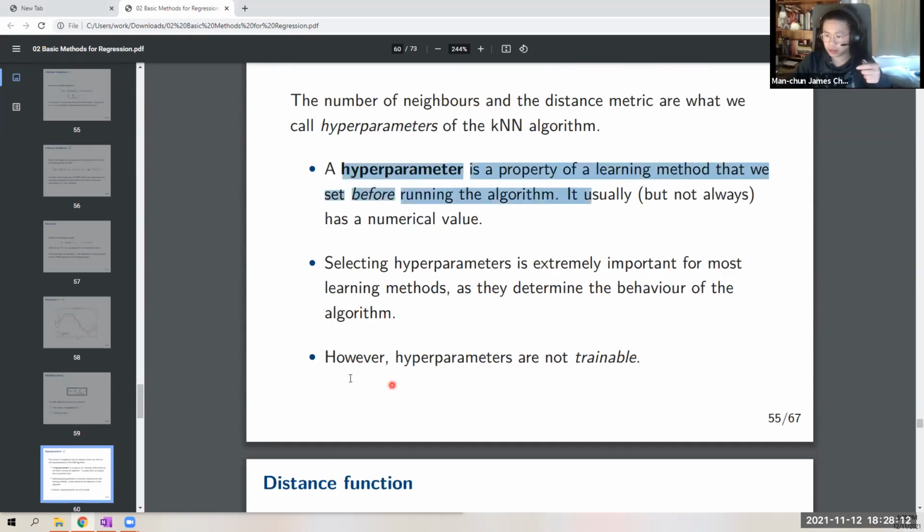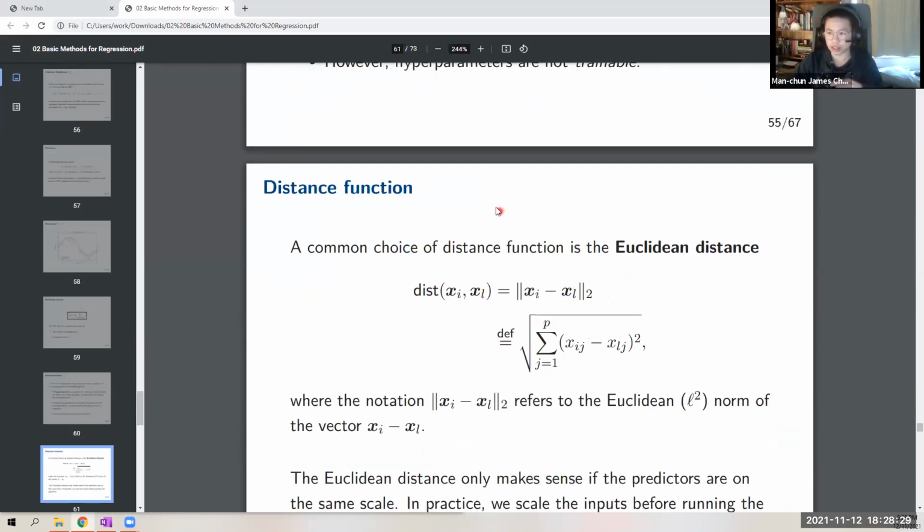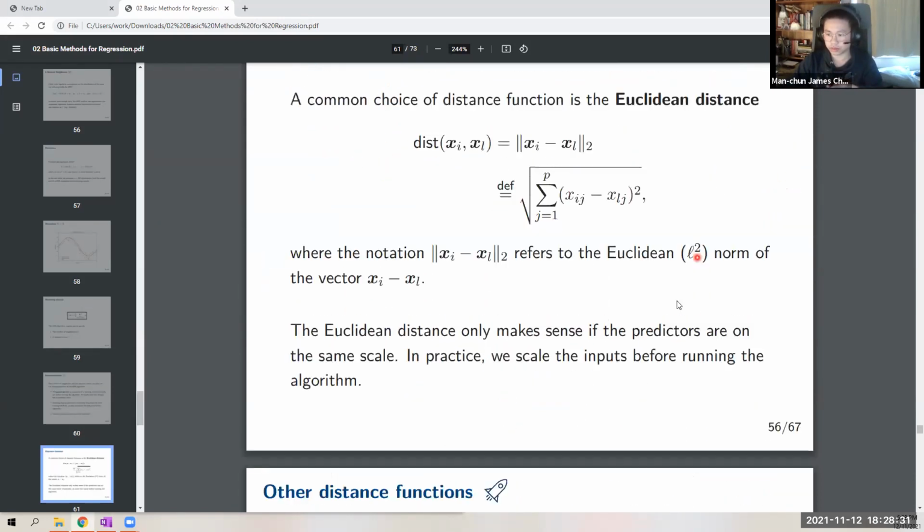Right, hyperparameters. Hyperparameters by definition are not trainable. More or less what this means is that with hyperparameters, you cannot take the derivative, right? So you can't do stochastic gradient descent, or you can't use the first order conditions and stuff like this. So that's basically it, they're not trainable.